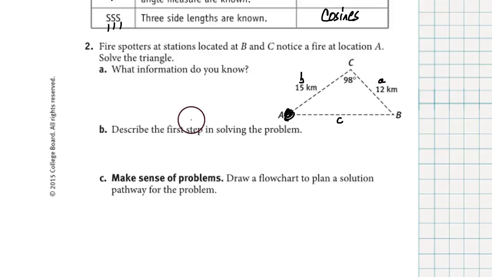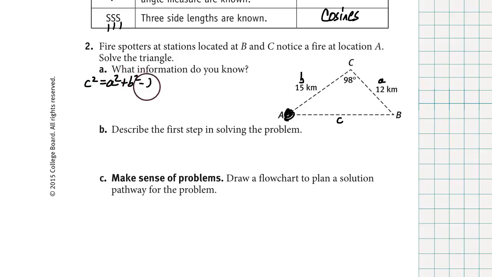I'm going to choose the third version of the law of cosines, the one that goes c squared equals a squared plus b squared minus 2 times a times b times the cosine of capital C. And the reason I'm choosing that version is because I know numbers to put in for every single letter except for one of the letters. The only letter I don't know is lowercase c. So let's make our substitutions.